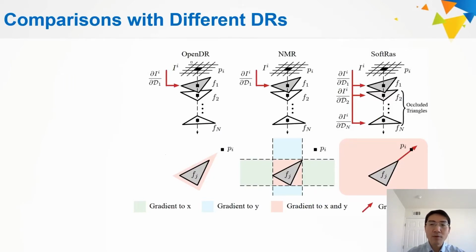Let's compare our differentiable rendering with two previous works. So here we can see that we have the gradient from pixels to the triangles. However, in OpenDR, only in these parts do we have the gradients. For other parts, we don't have any gradients. And for the NMR, we have gradients to Y on these two blocks, gradient to X on these two green blocks, and only the pink ones have gradients for both. However, for our method, we have gradients everywhere.